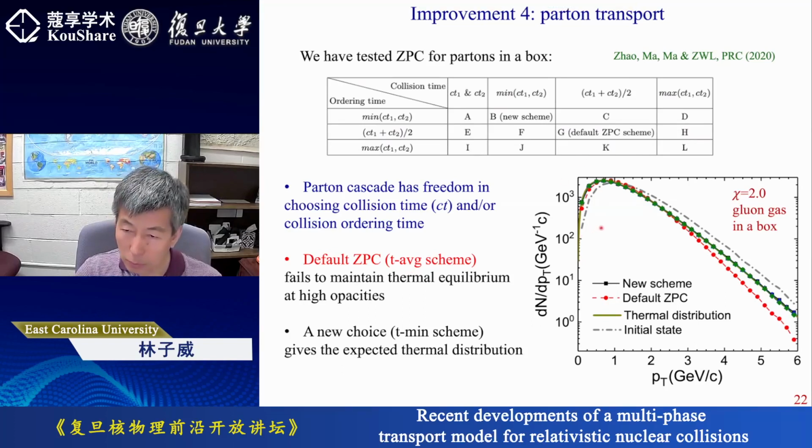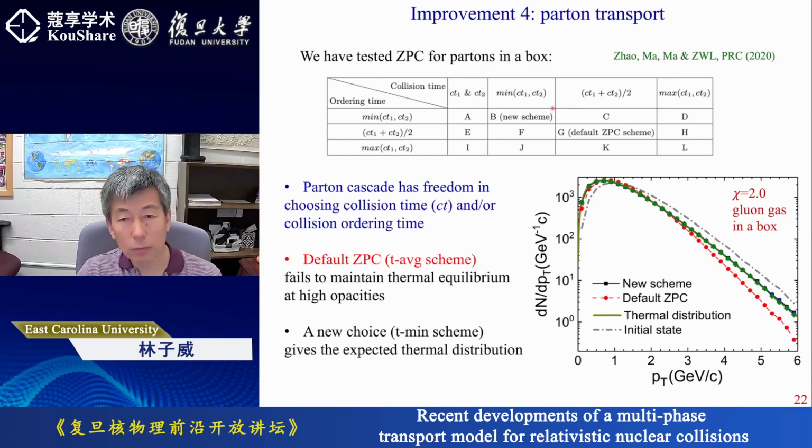And we found, if you put gluons in the box and make it dense so that the opacity is 2, we start the parton gas in an off-equilibrium momentum distribution represented by the dot-dash line. And then you let it scatter and evolve, and it should go to the Boltzmann thermal distribution, which is this solid line. However, we realized that the standard ZPC gave us the red line, which is off. You see there's the same number of partons, but the momentum distribution is off. So the default ZPC, or the T-average scheme, cannot maintain the thermal equilibrium at high opacities.